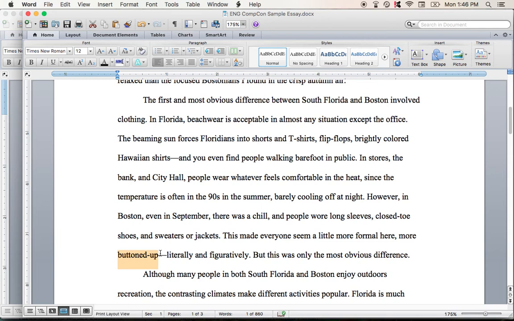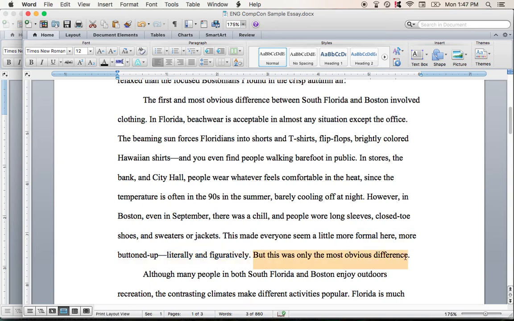But it figuratively means people who are more serious, and they don't make jokes. They're more serious and formal. So I suggest that the clothing people wear in Boston makes them seem more formal and more buttoned up, literally and figuratively. So they're actually wearing buttons. They're not just wearing a t-shirt. And they also seem like the kind of people who would button their buttons all the way up to the top. They're very careful, serious, formal people.